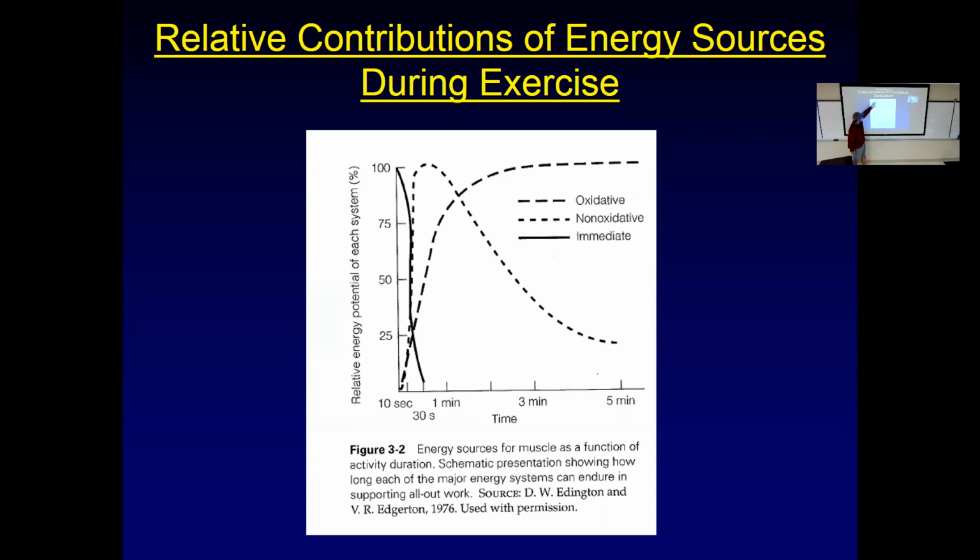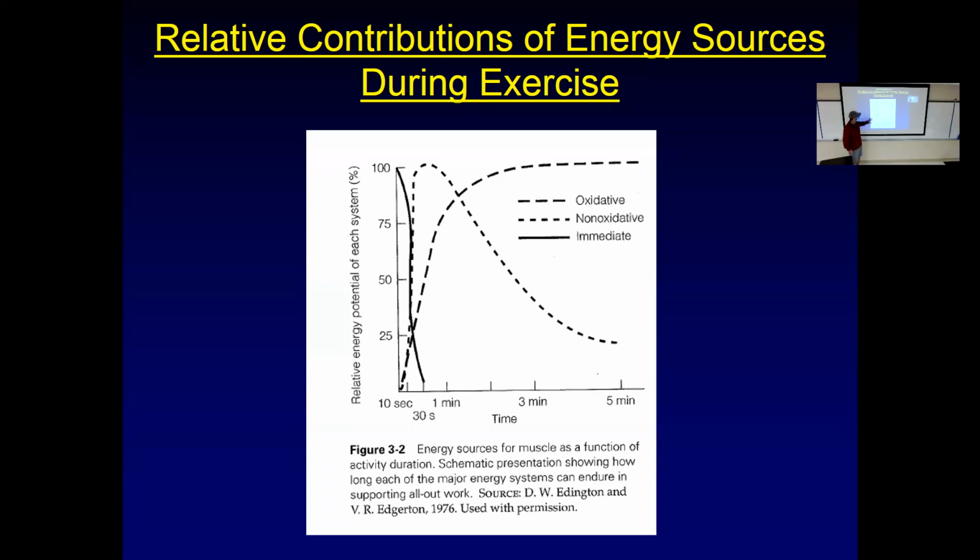And so here in the solid black bar, this is the immediate pathway. So this is stored ATP, this is creatine phosphate, this is the myokinase strategy. So stuff where we get energy very, very quickly. Then we have the kind of smaller dashes. This is the non-oxidative or primarily glycolytic pathways. And then here in the larger dashes, we have the oxidative or the more aerobic pathways.